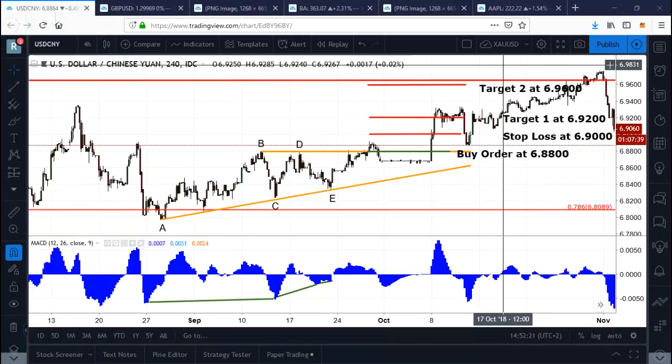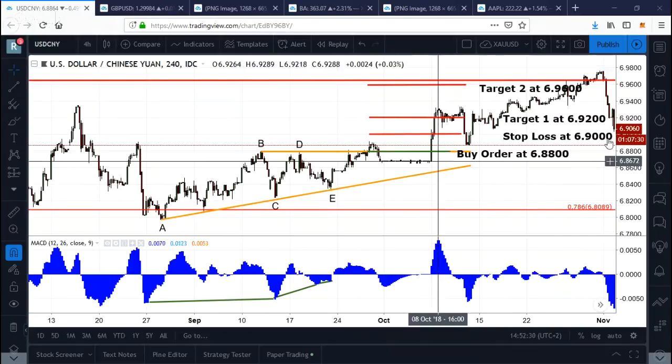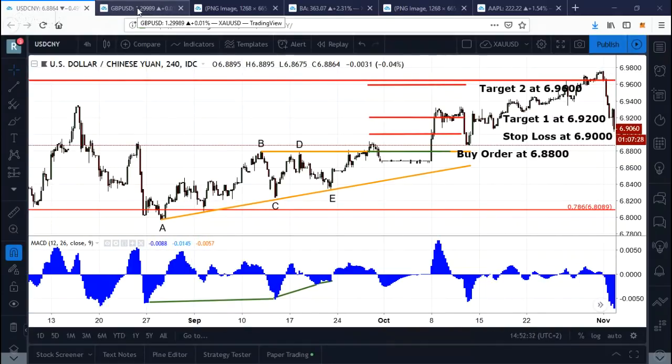Although price actually went to target number 2, which was also very near to the end of this correction, the price has since been trading downwards again. I'll show you another example.